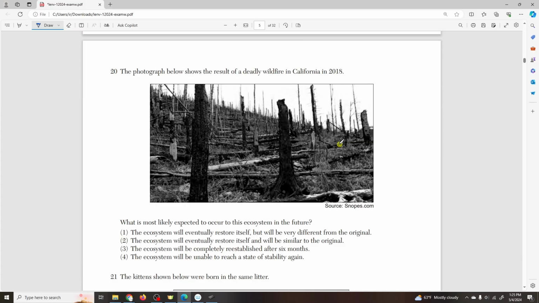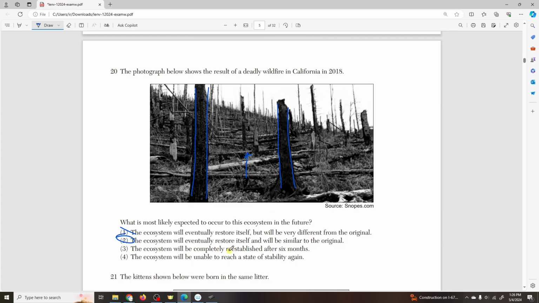Not really, right? Because who's to say that those same trees can't regrow in the same area? The ecosystem will eventually restore itself and be similar to the original. This is true because guess what? Just because these trees burn down doesn't mean that it's not a suitable area for another forest to come back and regrow. The climate could be good for a forest. The amount of moisture in the soil could be good, or nitrates in the soil can be good for the environment, or for a forest ecosystem, right? So just because one forest burned down doesn't mean another forest can't grow from there.